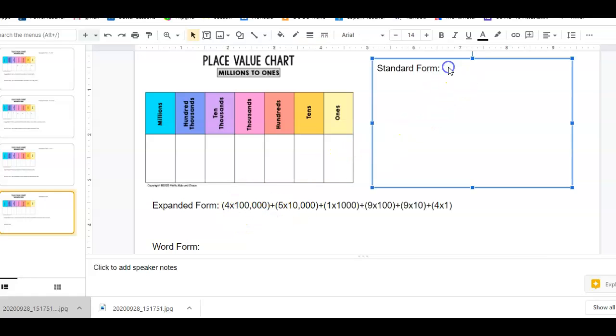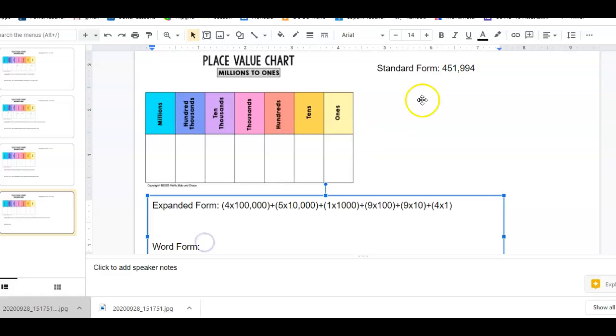4, 5, 1, and then we need a comma, right? So there's 451,000, and then what do we have? 9 hundreds, 9 tens, and 4 ones. 451,994. Let's make sure that's right. 451, yeah, 4, 5, 1, and then 994. Right, good, I got it.